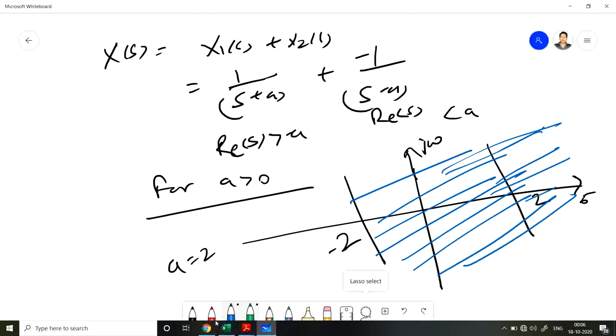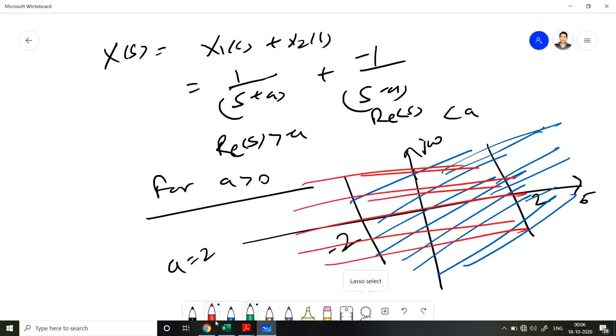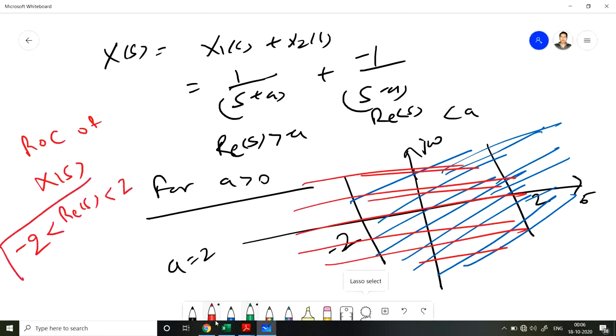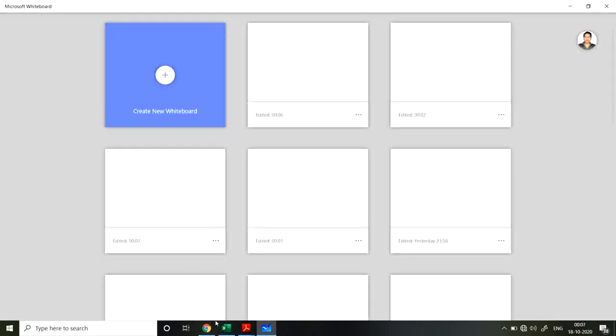And for the second case, this is the ROC of X2(s). So what is the common ROC? The common ROC is between, so the ROC of X(s) is minus 2 is less than real part of s is less than 2. So this is the ROC for X(s).